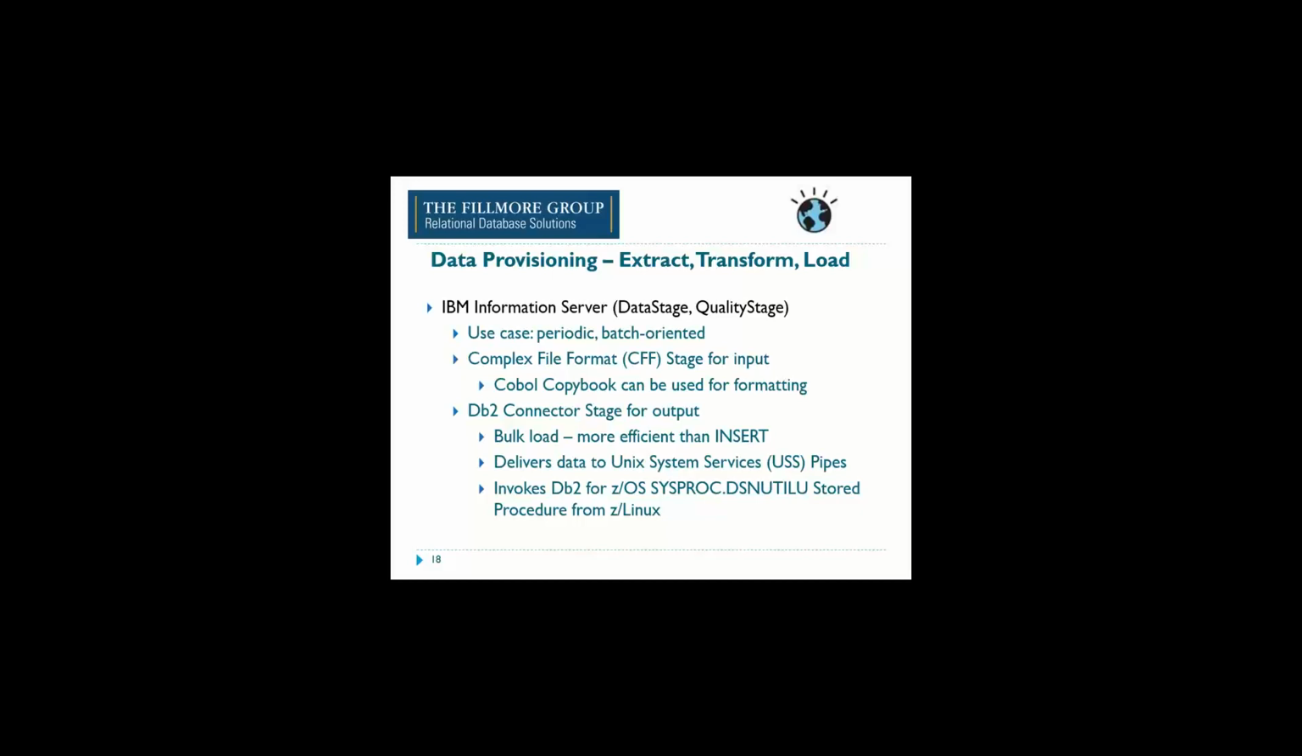I do a bunch of updates to it, and then I want to distribute that data to DB2 for z/OS for analytics or querying. There are two stages within DataStage which meet this requirement. One is known as the complex file format, and the other is the DB2 connector stage. The CFF actually ingests COBOL copybooks, which can be used for formatting, and they deal, to a certain extent, with some of the complexities that I mentioned of having multiple schemas for a single file. That's why it's called a complex file format. The DB2 connector allows you to bulk load data that is being extracted from the VSAM files or the physical sequential data sets, and then bulk loaded using the load utility that we'll talk about in a second.